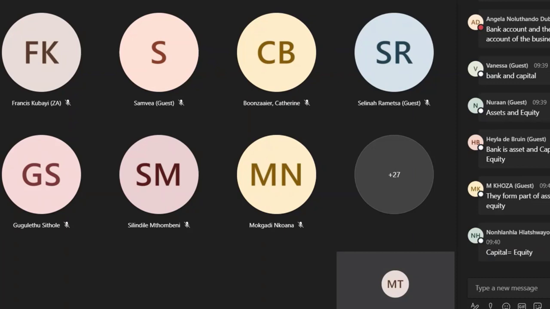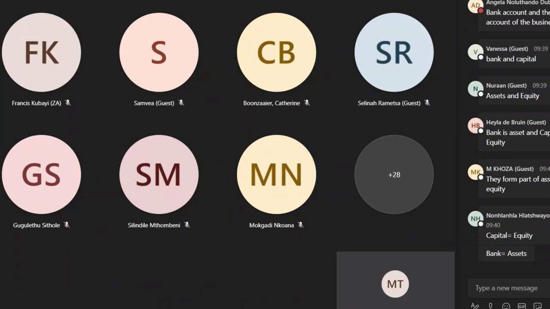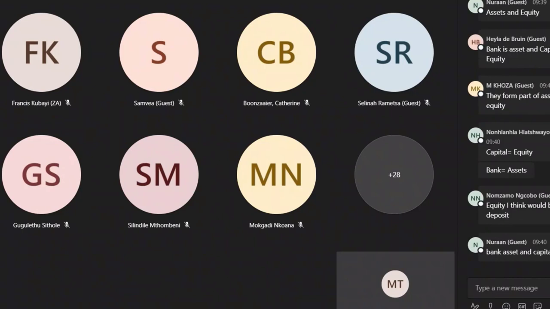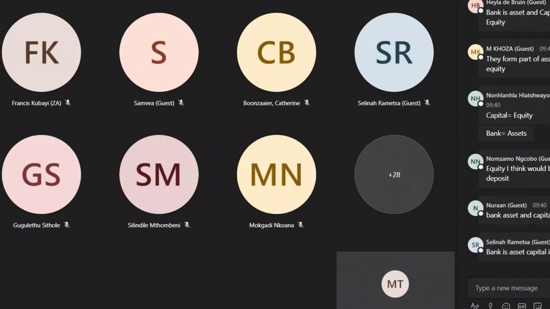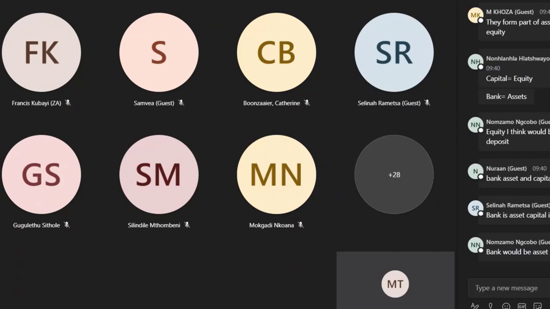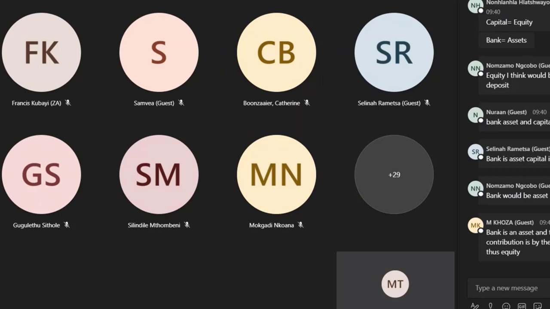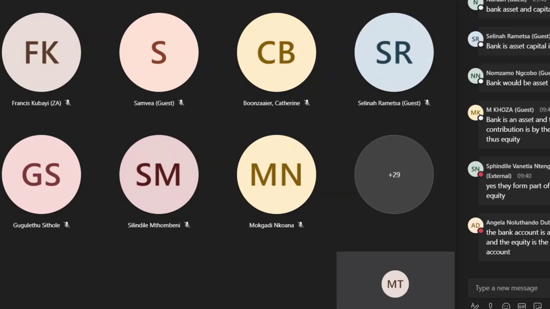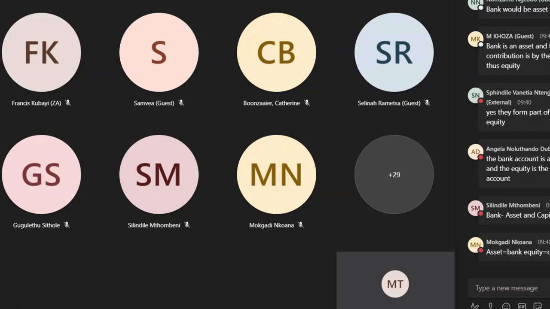Lati Brain is saying bank is asset and capital is equity. M Koza is saying they form part of asset and equity: bank, asset, capital, equity. Nomzama is saying equity. Noreen is saying bank asset and capital is equity. Spindile is saying the bank account is an asset and equity is capital. Well done, guys. Yes, bank is an asset and capital forms part of equity. That is correct.